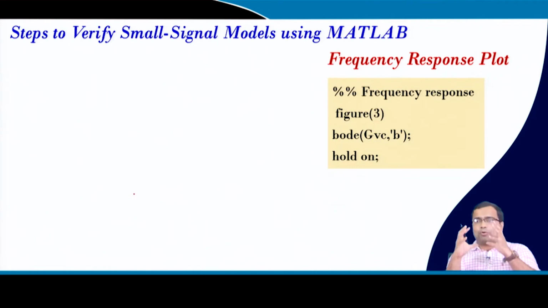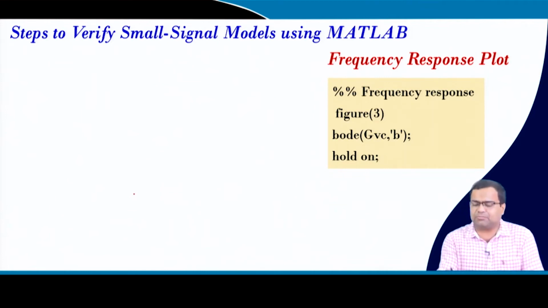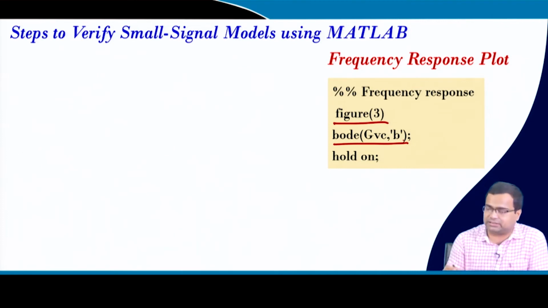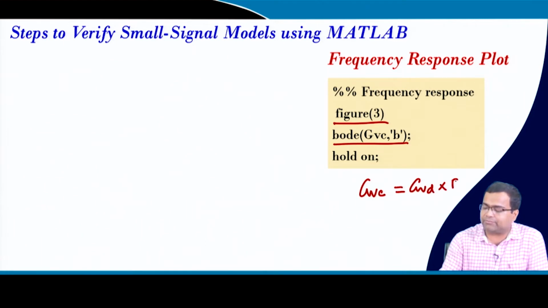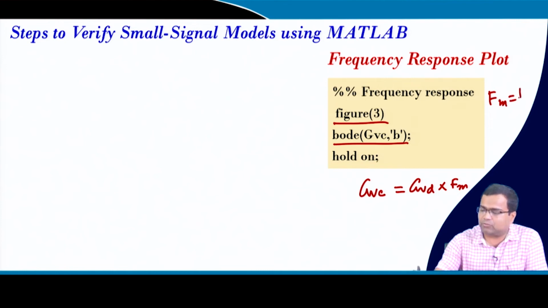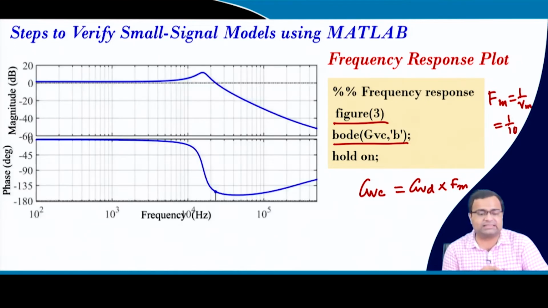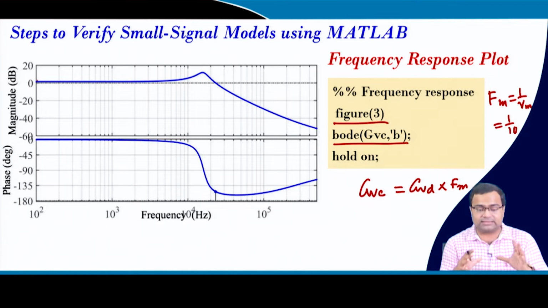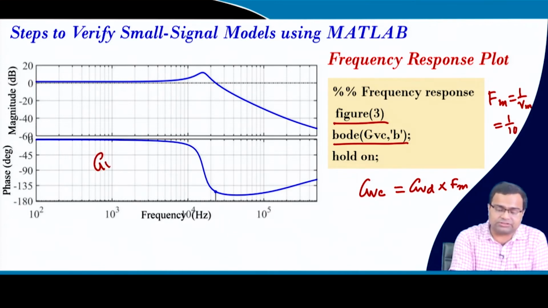Now, if we want to plot the frequency response, we put some figure number, because there are many figures. First, we want to plot the Bode plot of the control to output transfer function, which is GVC. Please remember, GVC is GVD into FM. FM we have taken as 1 by Vm, and in this case 1 by 10. So, this will reduce the gain. As a result, you can see the DC gain of this transfer function, the low frequency gain, is very low, almost close to 0 dB. This is the control to output transfer function, which is GVC.